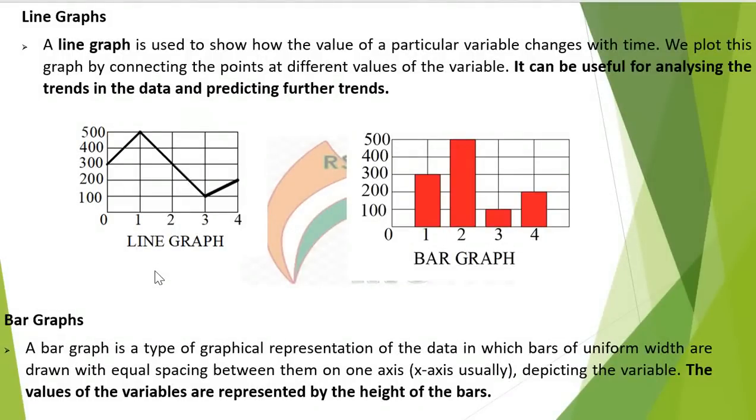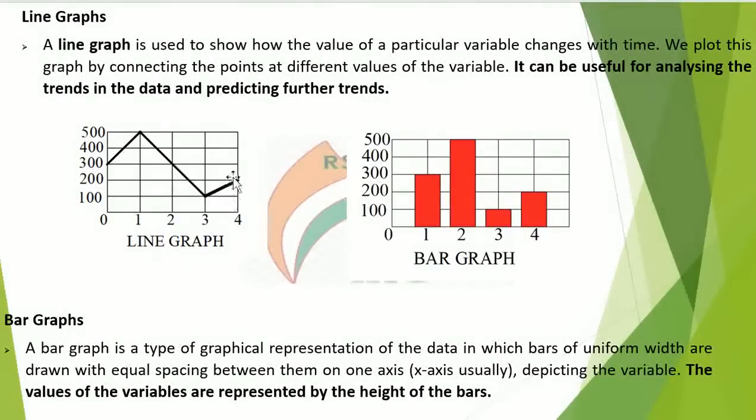So basically, a line graph is used to show how the value of a particular variable changes with time. We plot this graph by connecting the points at different values of the variable. It can be useful for analyzing the trends in the data and predicting further trends.